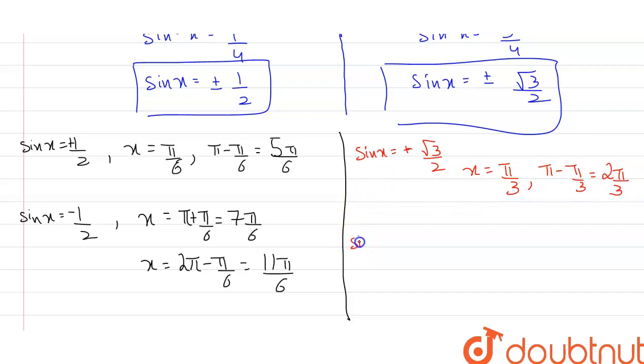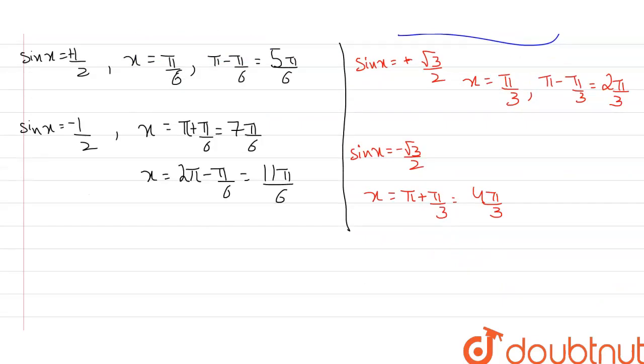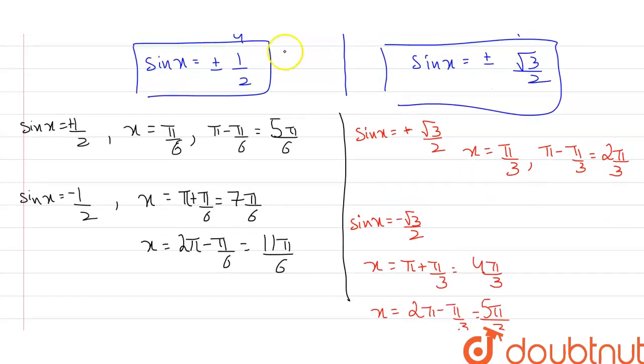Similarly for sin x equals negative root 3 by 2, we are going to receive x equals pi plus pi by 3, which is 4 pi by 3, right? No confusion here. And the other one is 2 pi minus pi by 3, which equals 5 pi by 3, right? So how many possible values of x are we receiving?